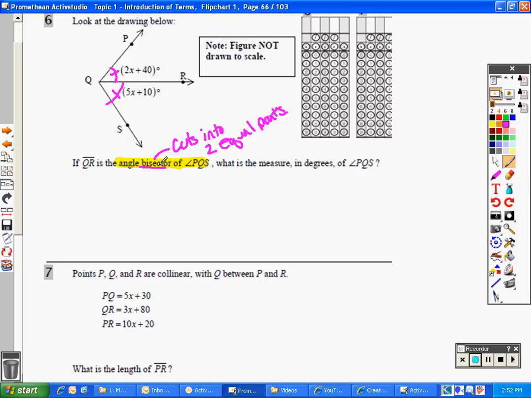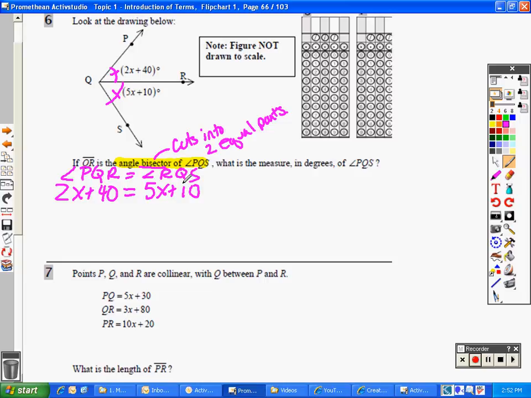So a lot of you might be looking for where I tell you what this whole thing is, but we're not going to do that here. We want you to understand that this word bisector, telling you that these are two equal parts, allows you to write a different kind of equation. Not an angle addition where you take one angle plus another angle and add them together to get the whole. But knowing that 2x plus 40 equals 5x plus 10, because those two angles, PQR, have equal measures to RQS.